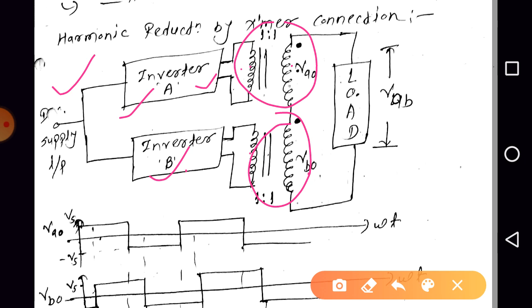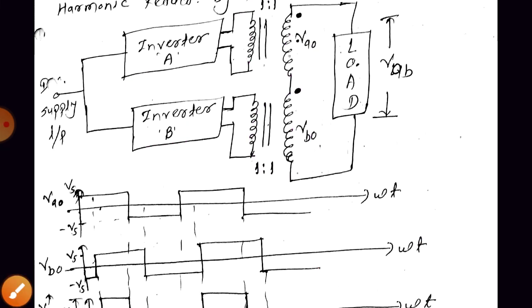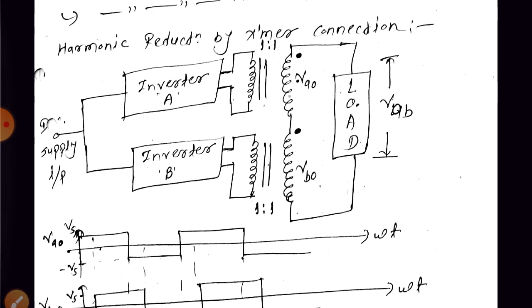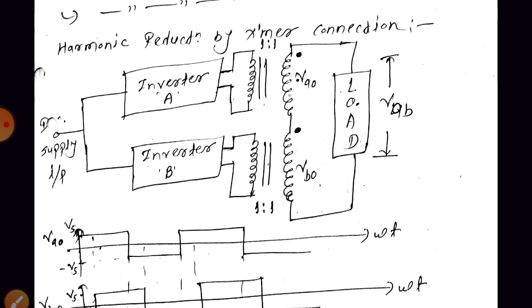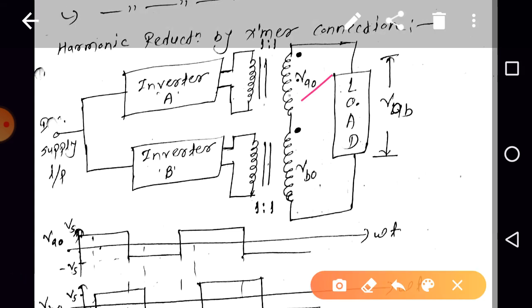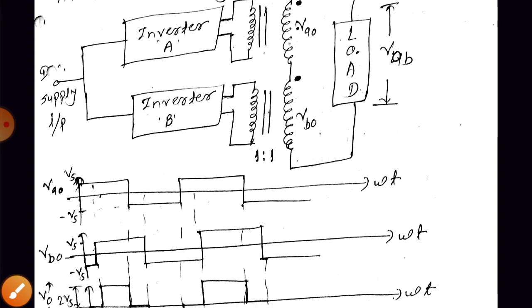Now, these two transformers' secondary windings are connected in such a way that the induced voltages in the two secondaries assist each other, meaning they add. So can we say that VAB is equal to VA0 plus VB0? As it is a 1:1 transformer, whatever the output of inverter A appears as VA0, and whatever the output of inverter B appears as VB0. And VA0 plus VB0 is nothing but VAB.